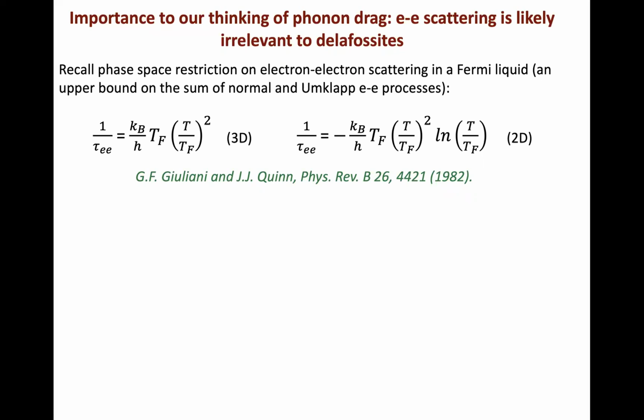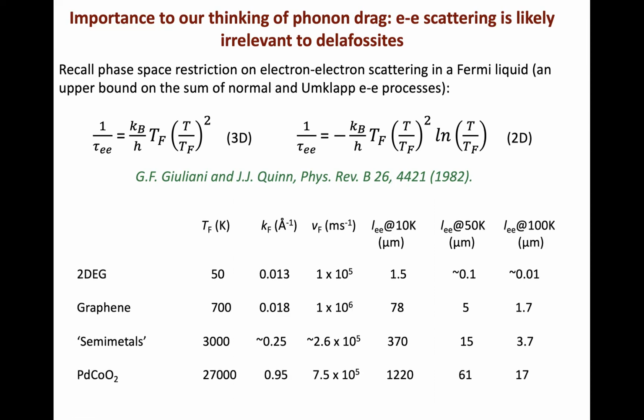Now, you can argue about exactly the way that you want to calculate the strength of electron-electron scattering, but for the purposes of just basic estimates of how it's going to look in different systems, these expressions here, adapted from a famous paper by Giuliani and Quinn, I think are adequate. What they tell you is the following story. If you are wanting to do a hydrodynamic experiment at 10 Kelvin, then you're fine to do that in a device of micron scales in a 2-dimensional electron gas. Even in graphene, and this is known by the people who work on graphene, you're not so great.